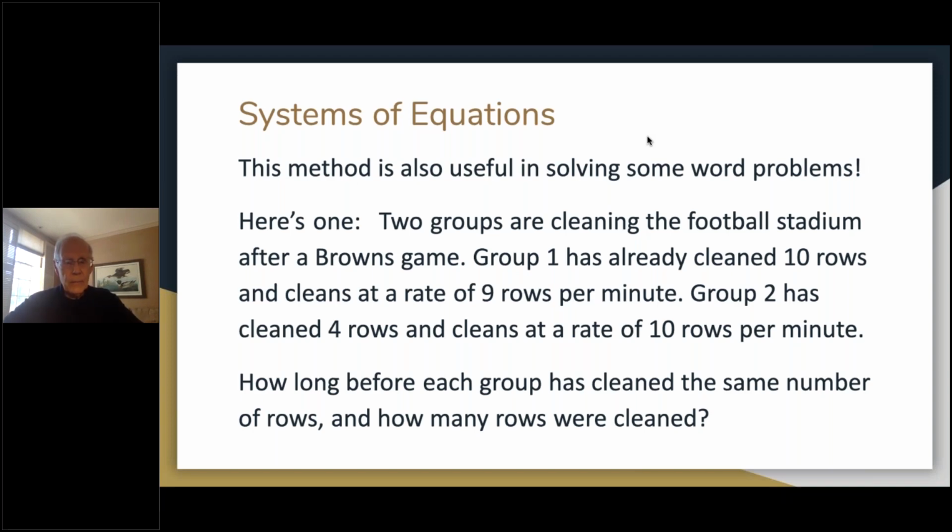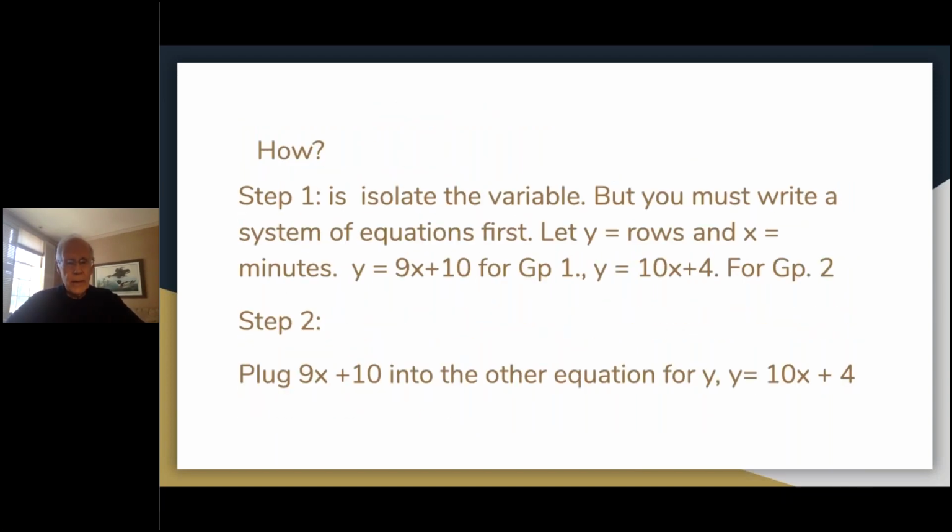You need to isolate a variable, but first you've got to set up the right equation. So step 1 is to isolate the variable, but you must write a system of equations first. So let's let y equal the rows and x equal the minutes. Group 1 is doing 9 times the minutes plus 10. That's going to equal y for them.